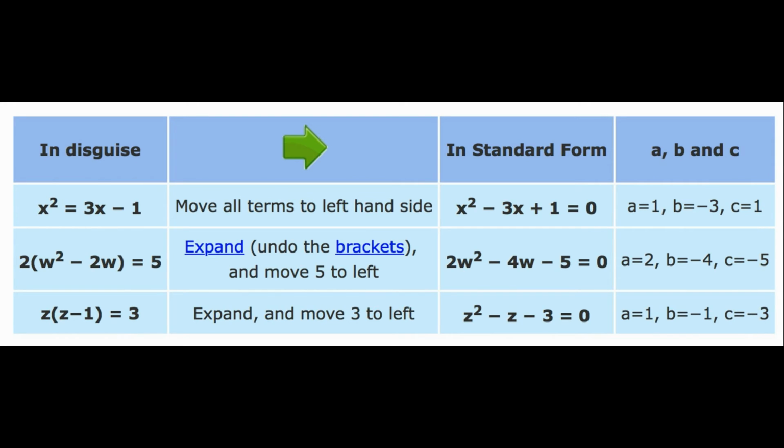For example, we have x squared equal to 3x minus 1. Let's change it to the standard form. We need to move all terms to the left hand side. So now it becomes x squared minus 3x plus 1 equal to 0. And then we can get a equal to 1, b equal to minus 3, and c equal to 1.